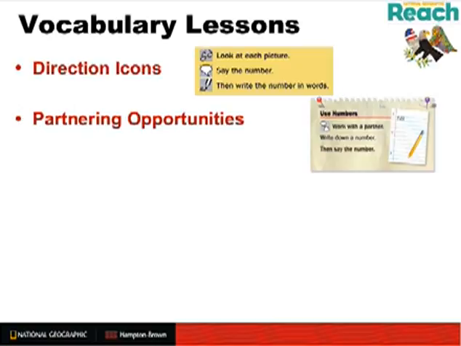The students have access to direction icons and partnering opportunities in their book. Even if they can't read the directions, students can easily see what they are expected to do by looking at the direction icons found at the top of their page.